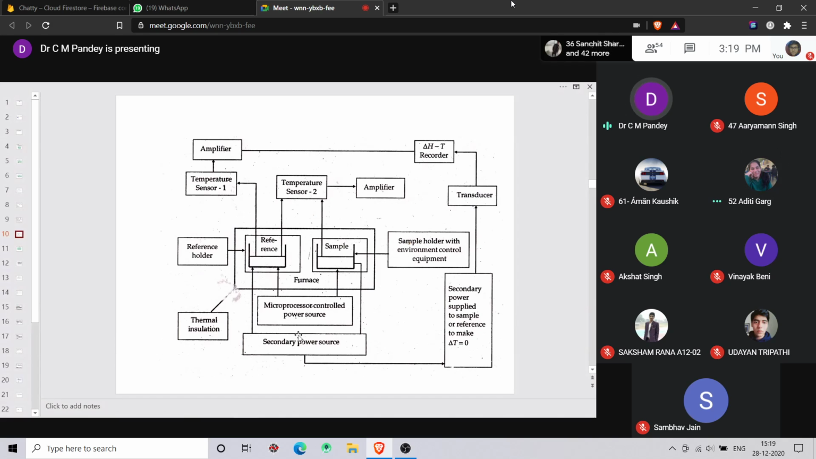Yes, to maintain delta T equal to 0. If you compare the two instruments, DTA and DSC, you will see that in DSC, a secondary power source is connected with the reference and the sample pan. The role of the secondary power source is to maintain delta T equal to 0, that is, the difference in the reference and the sample temperature, right? For example, if you are taking a polymeric sample and heating it, there may be some endothermic or exothermic reactions. Suppose an endothermic reaction is taking place, so due to this endothermic reaction, there will be a decrease in the temperature of the sample chamber. So now this secondary power source will provide some heat so that the temperature will be equal to that of the reference, and the power provided by the secondary power source is measured in DSC. Now clear? Yes, sir. That was the basic difference between the apparatus of DTA and DSC.